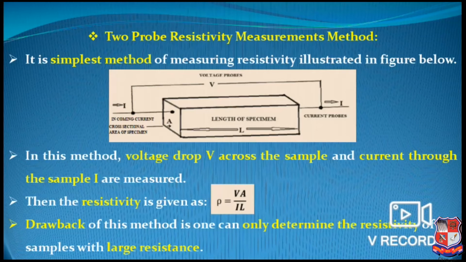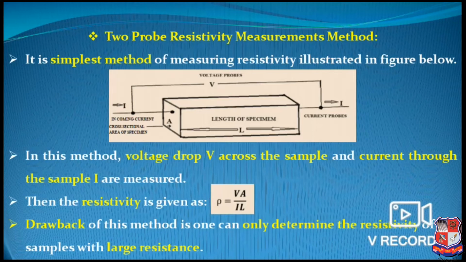This is the experimental setup for the 2 probe resistivity measurement method. It is the simplest method of measuring the resistivity, and in this method the voltage drop across the sample and the current through the sample, capital I, are measured. As you can see from the figure, the specimen of length capital L, having the cross sectional area capital A, is attached with the voltage source at the 2 ends, and the current flowing in and out directions are also displayed in this figure.